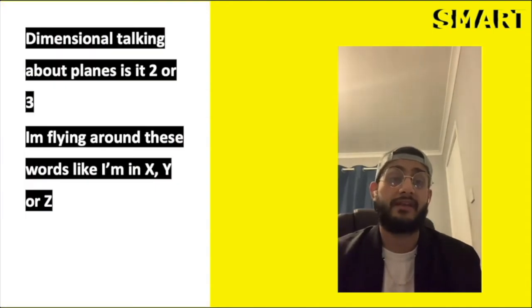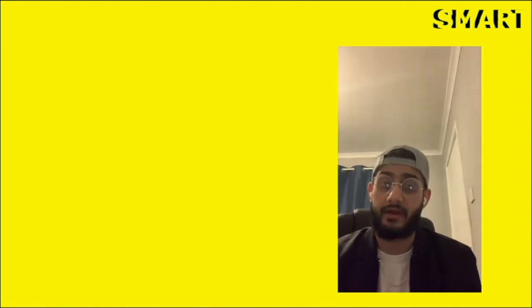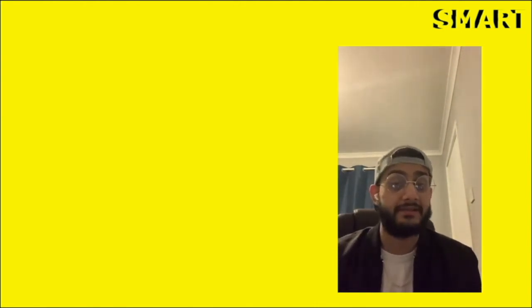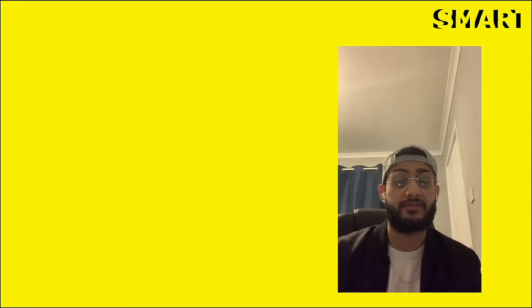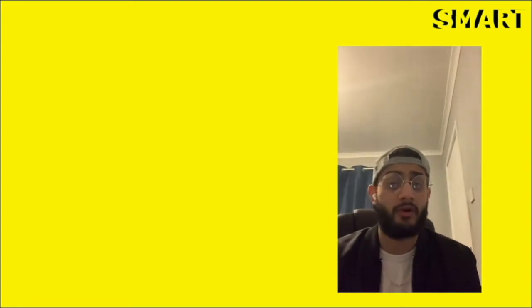Dimensional, talking about planes, is it 2 or 3, are flying around these words like I'm in X, Y, or Z. With this one, flying around like planes, not actually vector planes, but it's just a play on words. So like a plane, you're flying like an aeroplane. Like I'm in X, Y, or Z. So in the 3-dimensional plane, you look at the X plane, the Y plane, and the Z plane.